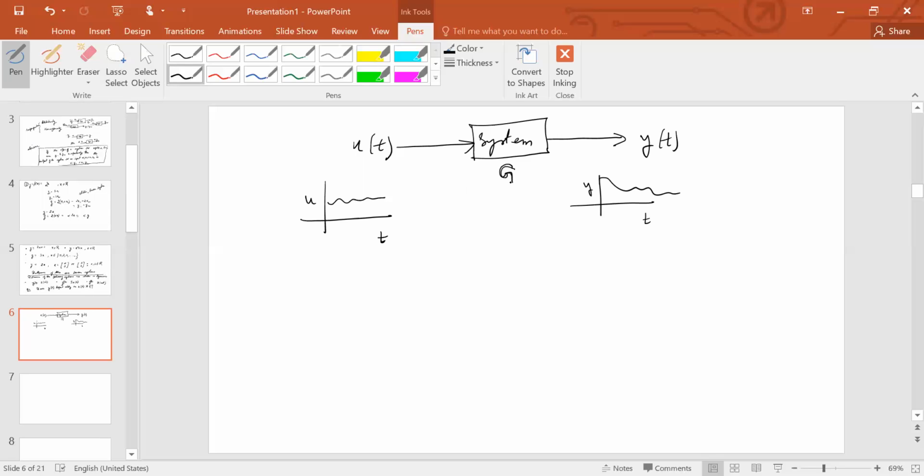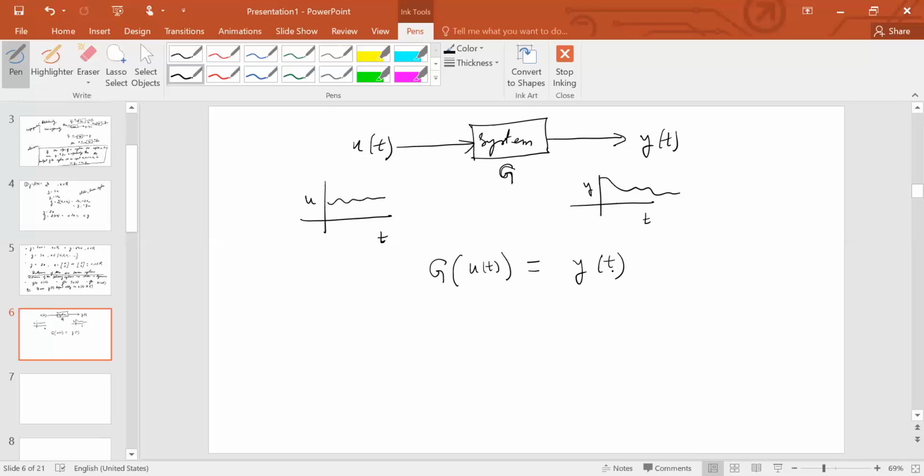Let's call this system G. So in other words, what we are essentially trying to say here is that G of u of t is equal to y of t. When G acts on the input signal u, it produces an output signal that is y. So the behavior of the system is captured by this operation G that is done to the input. Now, how do we define the linearity of such systems? It turns out it is exactly similar. There is hardly any difference between this and the static case.